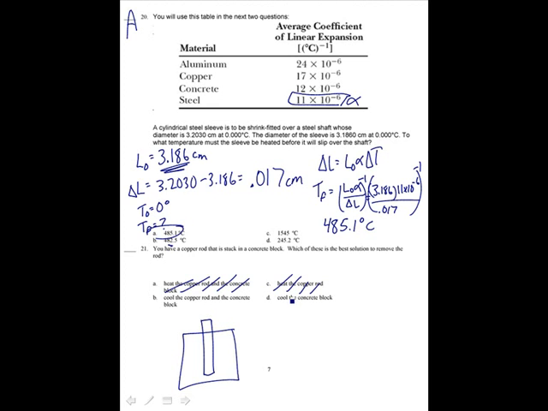If you cool the concrete block alone, the concrete block just gets smaller. The hole in the block gets smaller. So it must be B, that you cool the copper rod and the concrete block at the same time. And you cool it because the copper rod gets smaller faster than the concrete block, and that would be able to take it out. Now in practice you wouldn't really be able to cool it because you'd have to cool it a lot in order for this to work, but in theory it should work.